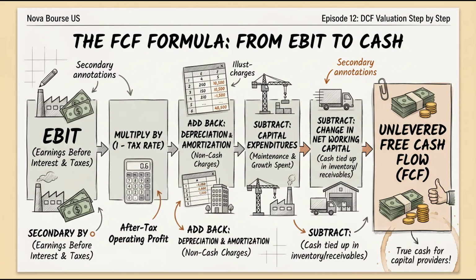To calculate this, we use a standard formula that starts with EBIT, earnings before interest and taxes. First, multiply EBIT by 1 minus the tax rate to get your after-tax operating profit. Next, add back depreciation and amortization, because these are non-cash charges that don't actually leave the bank account. Then subtract capital expenditures, which is the cash spent on physical assets, and finally, subtract the change in net working capital, which accounts for cash tied up in inventory, receivables, and payables. The final result is the actual cash available to both shareholders and lenders.